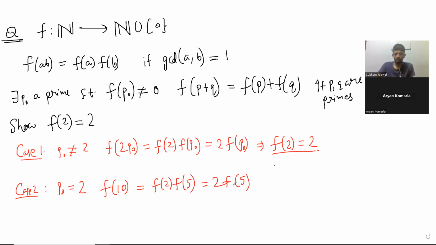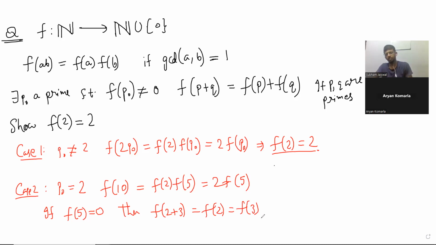Now, we show that f of 5 is not equal to 0. For contradiction, suppose f of 5 is 0. Then f of 5 is f of 2 plus f of 3 because 5 is 2 plus 3, and that is equal to 0.